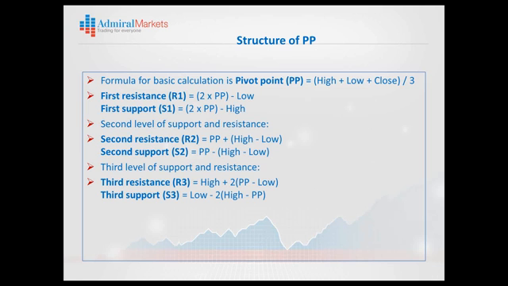You have first resistance, first support, second level, second support, third level of support and resistance, and PP, of course, stands between them. The most important thing to know is that the pivot point is the sum of high, low, and close divided by 3.